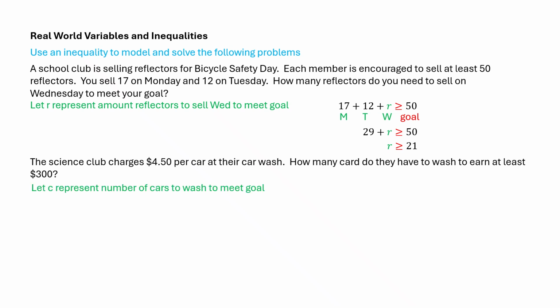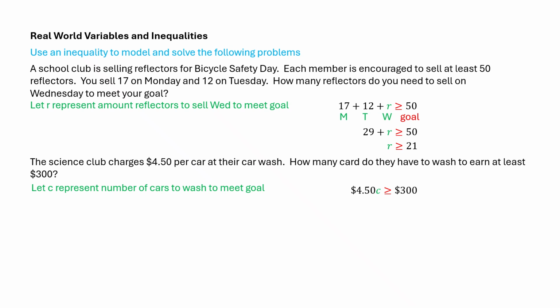So let's see. Let C represent the number of cars to wash to meet the goal. Okay. So that should be easy. It's $4.50 per car, so that's per C. And we have to earn at least $300. Remember, it's opposites, so that means greater than or equal to 300.